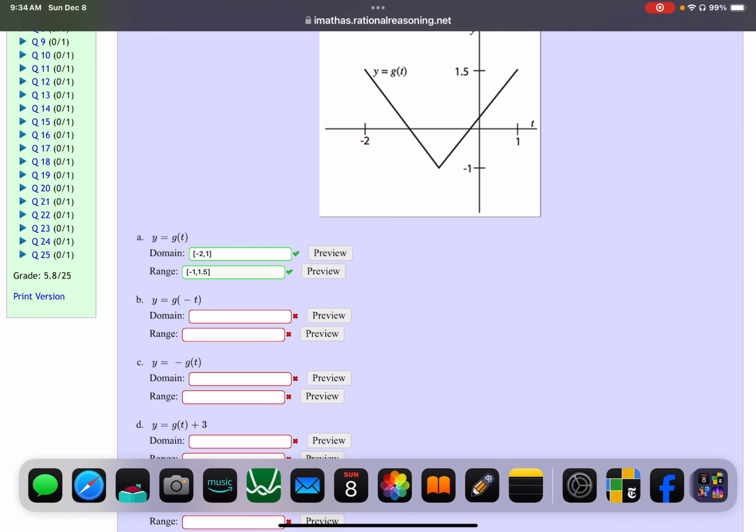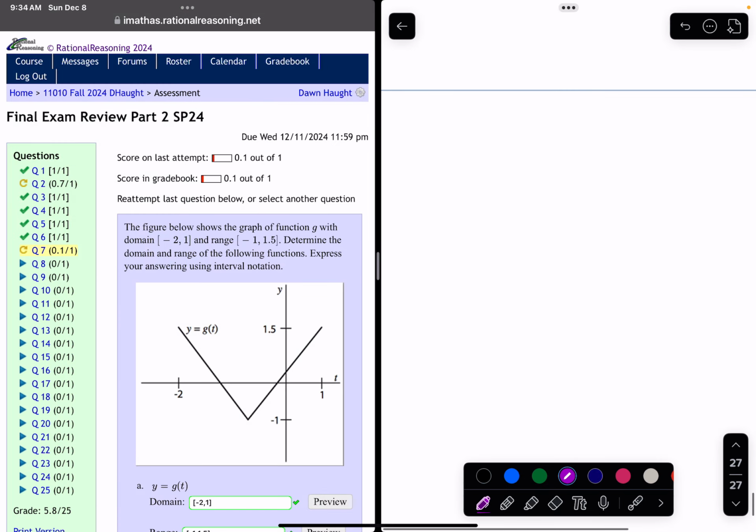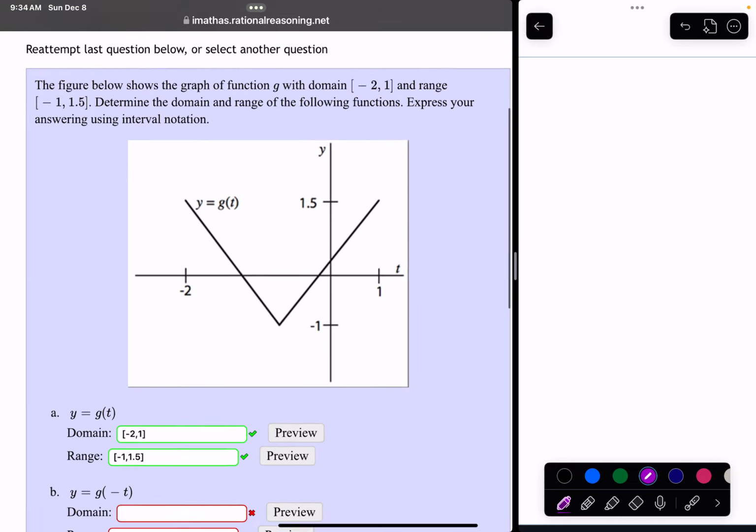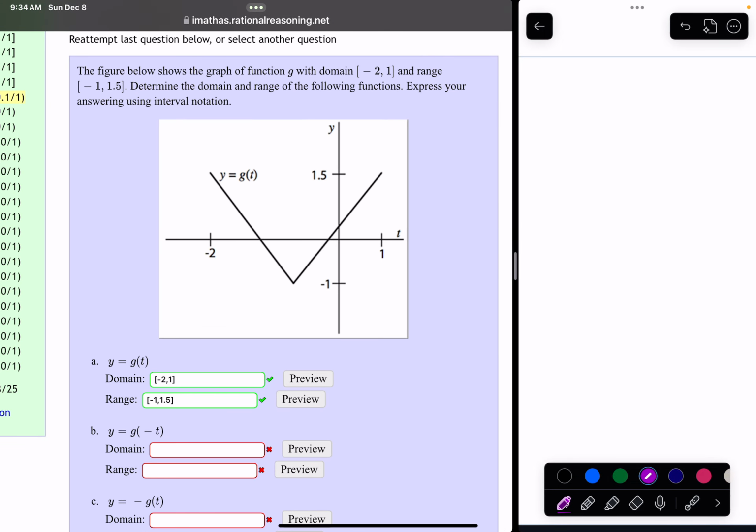Now I'm going to use, I need to write some stuff down. And this is my suggestion as you do this problem. Okay. So let's make this a little bit bigger. Now the next one would flip it, see how the negative is by the t. So B is going to take our domain. I'm going to write the domain out. -2, 1, and -1, 1.5. And the thing in B is by the t. That's our domain. And so it's going to flip it.